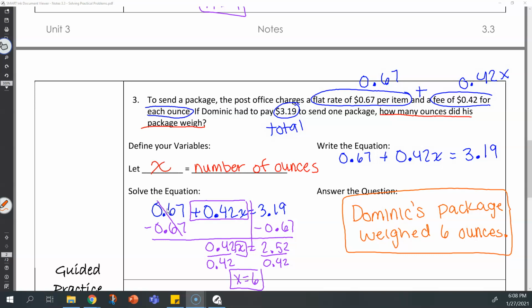All right, so when you solve the equation, you should get that X is equal to 6. If you didn't get that, go ahead and take a look at my work. And then we have to actually answer the question. 6 can mean anything, so we want to answer the question. How many ounces? Dominic's package weighed 6 ounces.